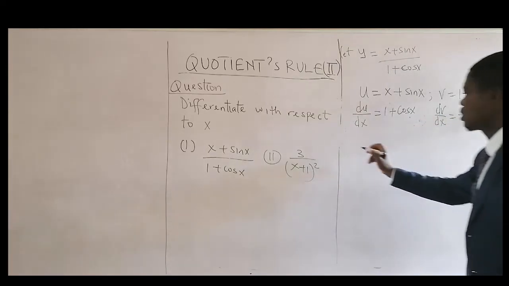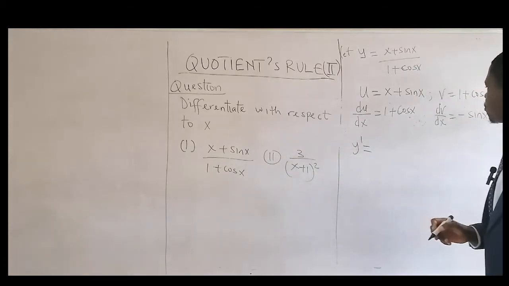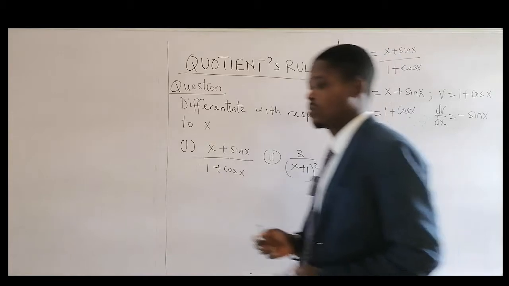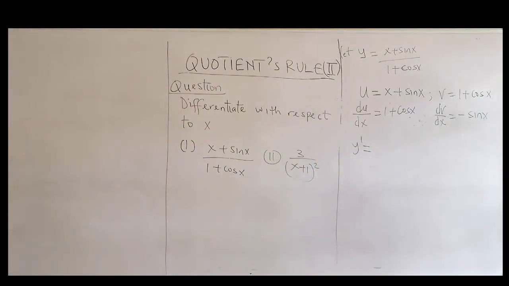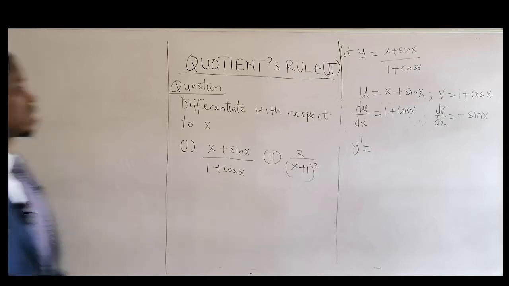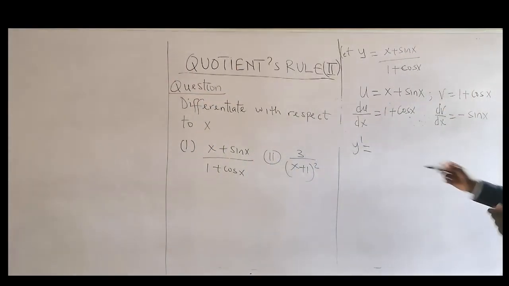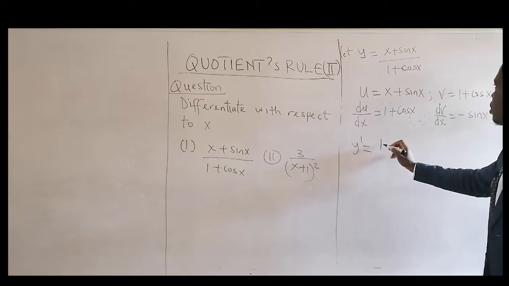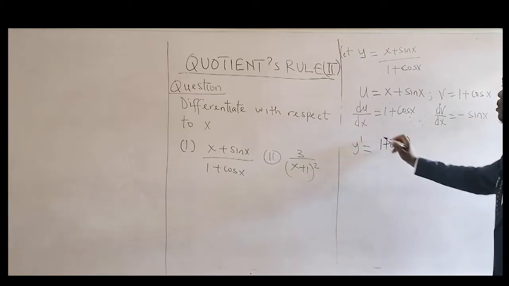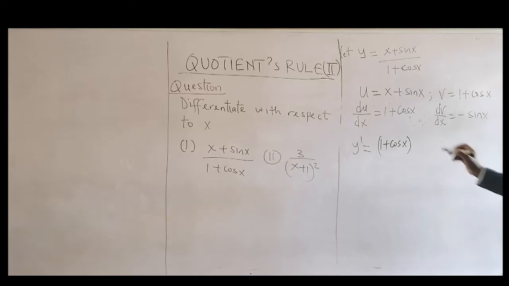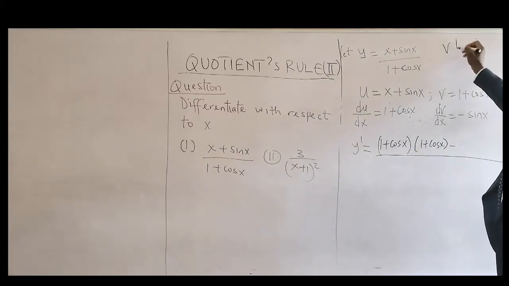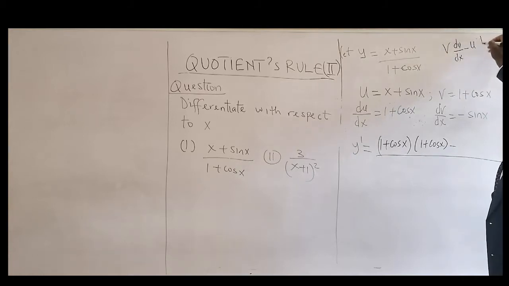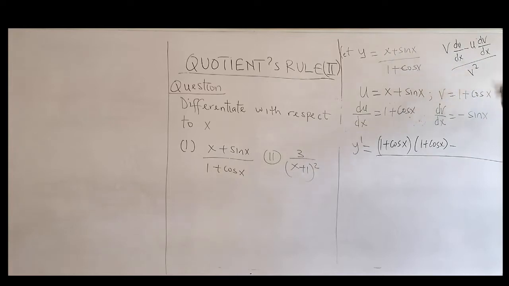Let's quickly differentiate straight away. y prime will be equal to, from the formula, v times du/dx. V is 1 plus cos x, that's my v, times du/dx, that's also 1 plus cos x, minus u dv/dx, using this formula: v du/dx minus u dv/dx, all over v squared.